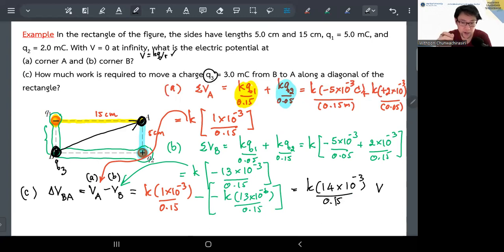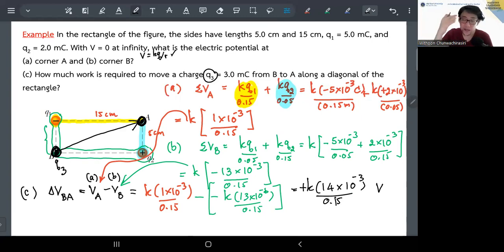And do you notice something here? The potential difference is positive. Does that make sense to you? Yes, that makes sense, because we just said at point B it's below ground, and at point A it's higher above the ground.